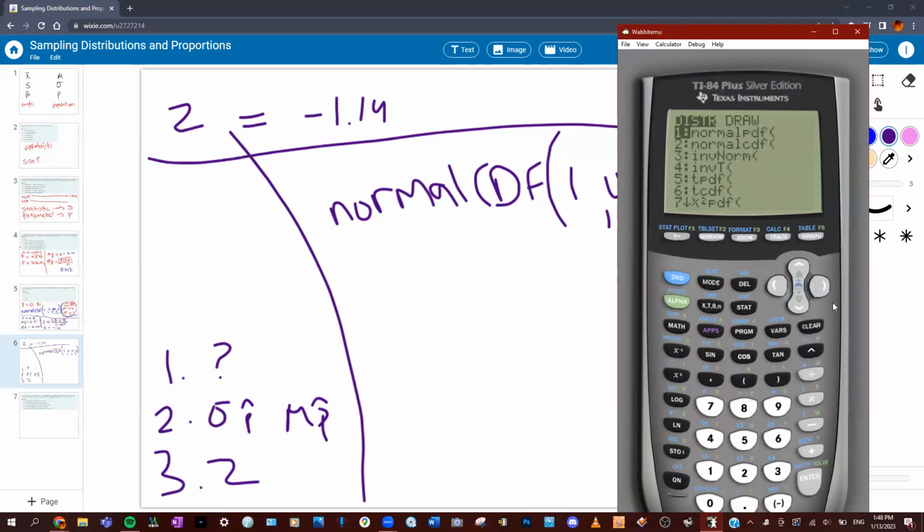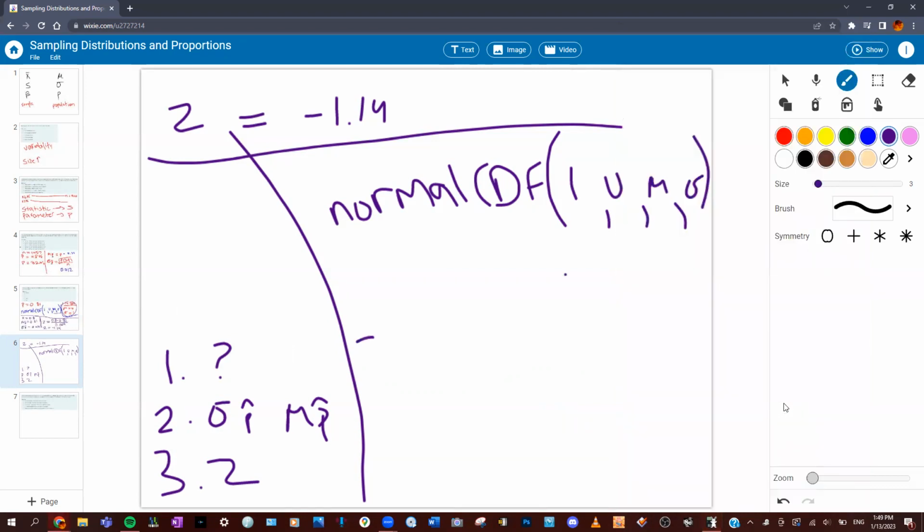Second vars, normal CDF, lower. What do we do for that? That's the z-score. That's why we're finding it. And why is this the lower and not the upper? Because it said probability that more than. So we know that this is the lower or the minimum thing. And then maximum, technically that would be infinity. That's what you would write on your work.